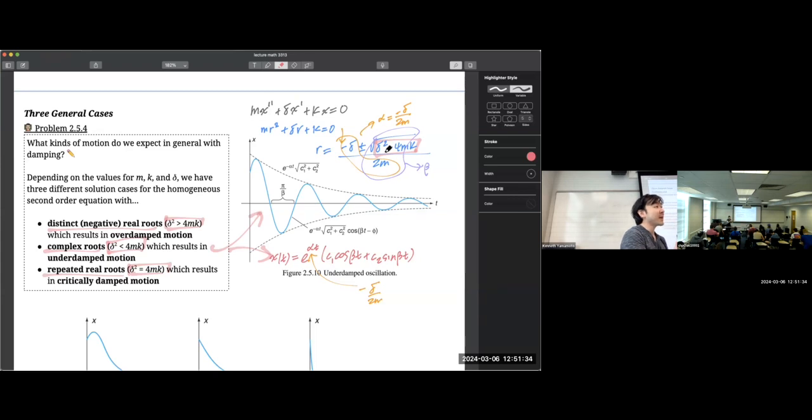And this is called underdamped. The other case we saw, where it was really sticky and it just slowly came back to the original position, is called overdamped. We'll talk about this more next time.